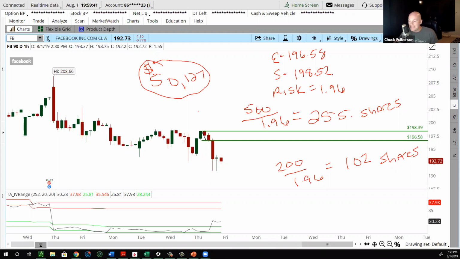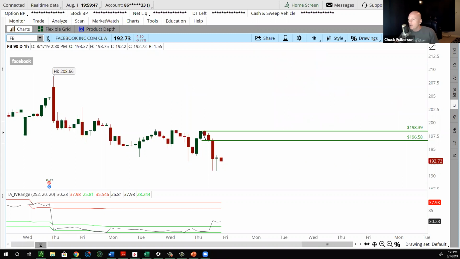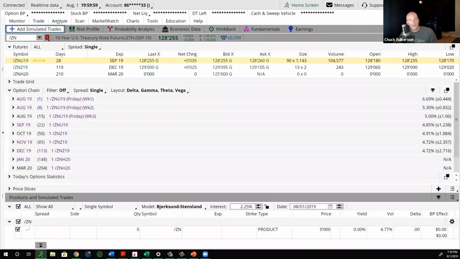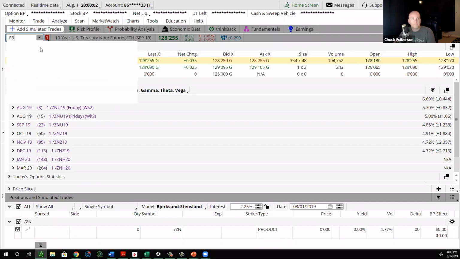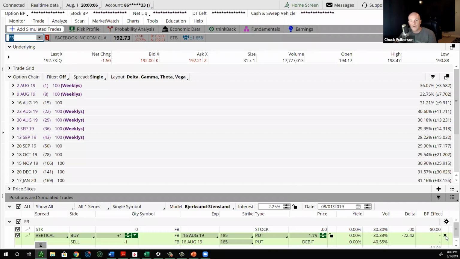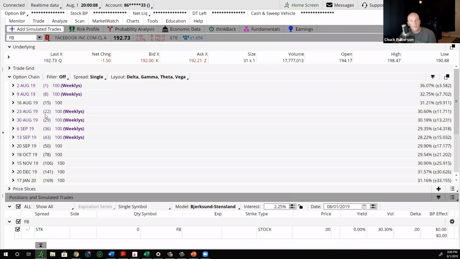How do I do that same thing in the option? So in the option, in order to calculate that, I've got to use what's called a risk graph. Okay? So we're going to use a risk graph. Now, what I would do is go to what's called the Analyze tab, and I'm going to put in our Facebook trade. And let's just say this is more of a swing trade position that we're going to be in for a few days, but not for very long.